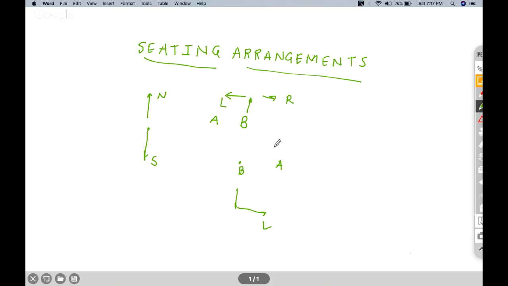But if in any question it has been given that the objects are facing east, then you have to apply that concept. So if somebody is facing east, this is my east, so this becomes my left and this becomes my right. So if B is sitting here, A would be somewhere here, and likewise. So that's how you have to focus on seating arrangement questions.